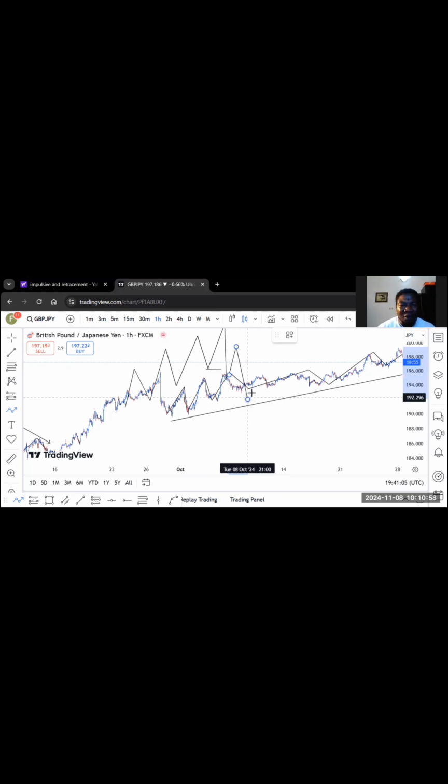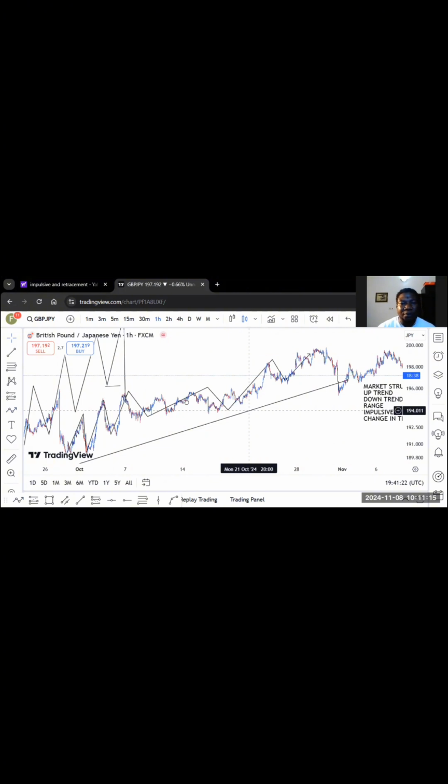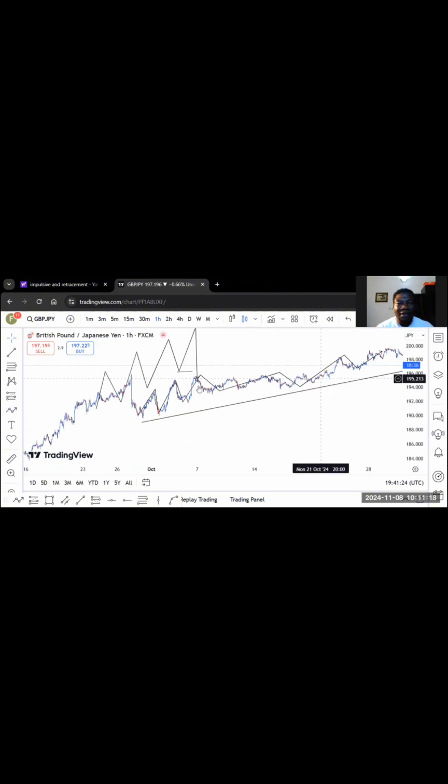Start making a series of lower lows and lower highs, lower lows and lower highs. And this is a clear characteristic of a downtrend, right? So that's just it, guys. So how do you know that trend has changed from up to down? This is just what I have explained now.